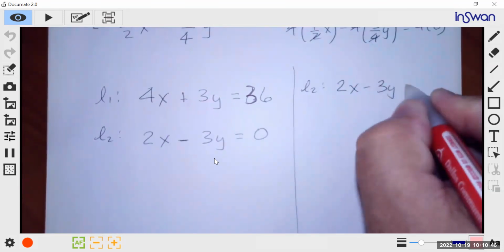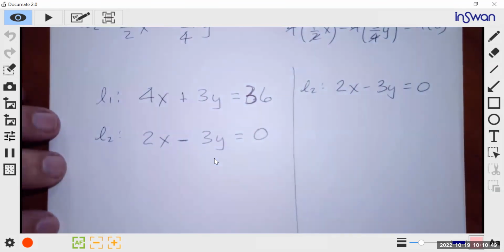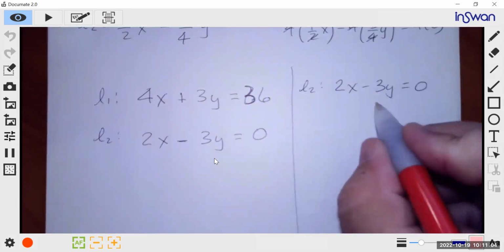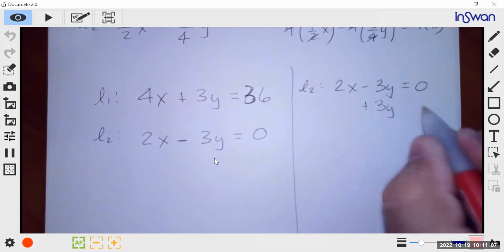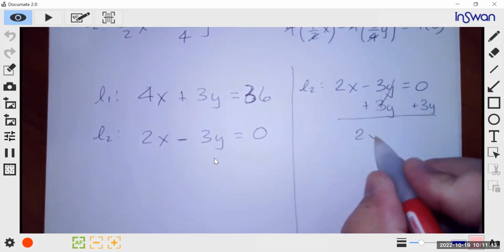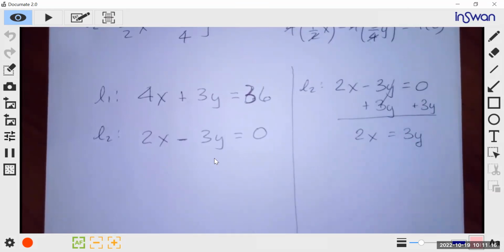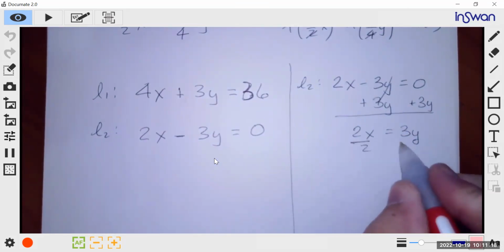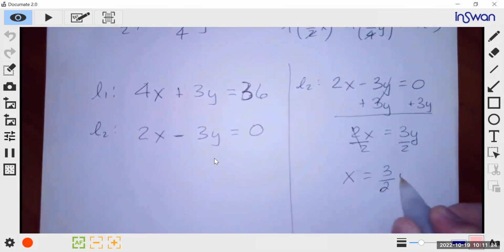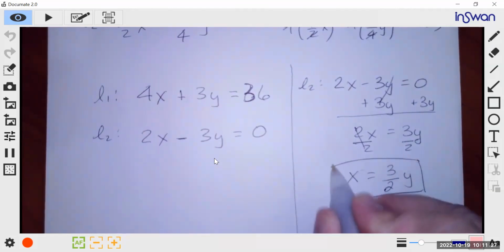2x minus 3y equals 0. What variable do you want to solve for? You want to solve for x? Okay, that's a good choice because that way we get rid of the negative here. So we add 3y to both sides. And divide by 2. So x is equal to 3 over 2y. We'll come back here at the end to get our y value.